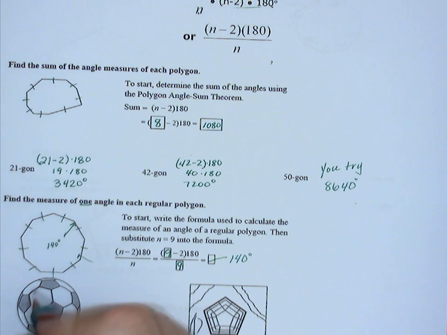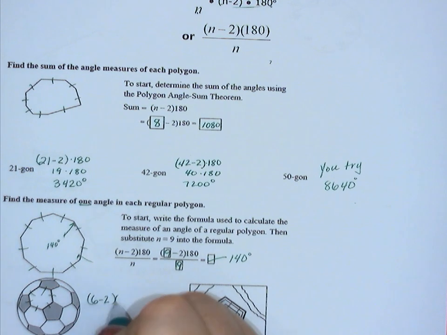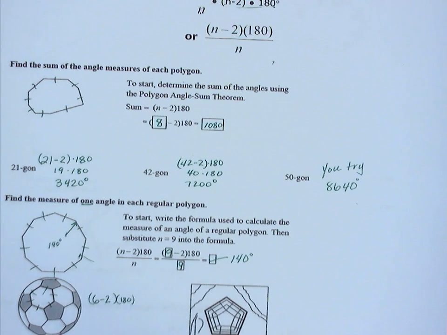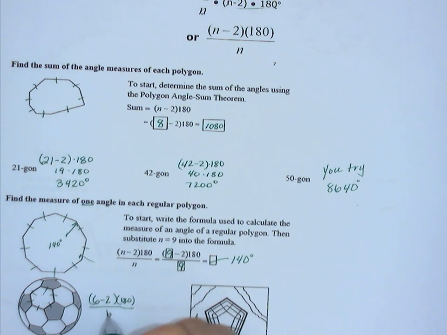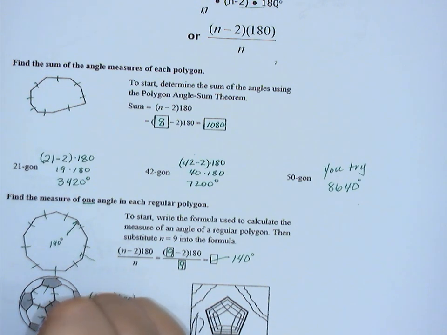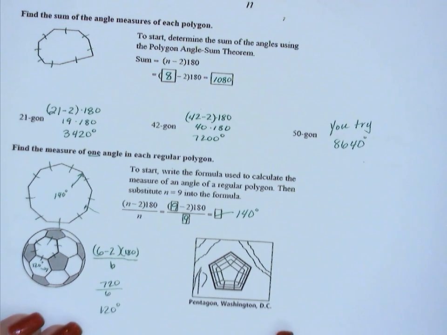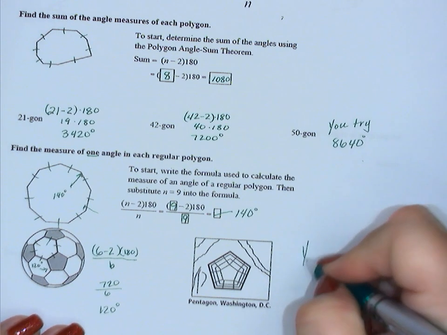This is a hexagon, so 1, 2, 3, 4, 5, 6, yep. That's 6 sides, so I'm going to take the 6 minus 2 times 180. That's the sum of the interior angles, and then I'm going to divide it by the number of sides, which is 6. And that's going to give me 720 over 6, which is going to give me 120 degrees. So each angle inside here is 120 degrees. Okay? Now I want you to do this one, so you try.